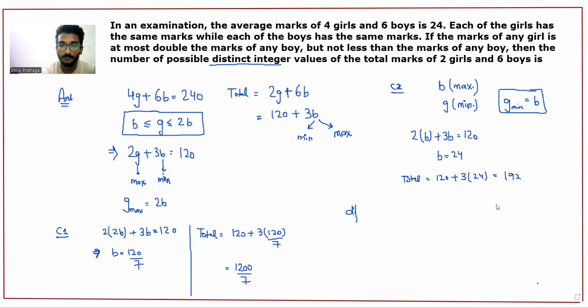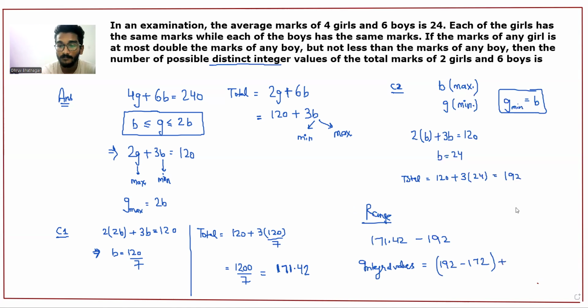Now, not the difference, I can say the range. This is a minimum value and this is a maximum value. How many integral values are there? It starts from 172. The integral values start from 172. So the difference of 192 and 172, we have to do the counting. So plus 1. So 21 integral values can be taken.